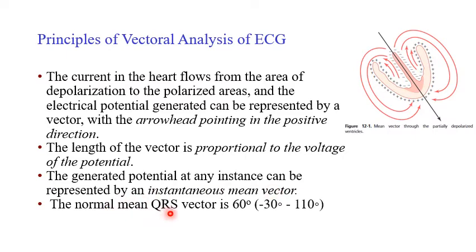Now the normal mean QRS vector, when the heart is depolarized or partially depolarized, has an angle of about 60 degrees from the horizontal axis. And this is the normal cardiac mean vector, and the angle from the horizontal plane is about 60 degrees.